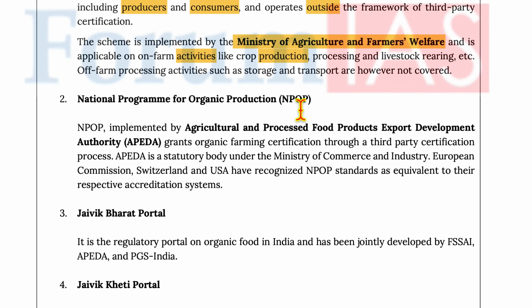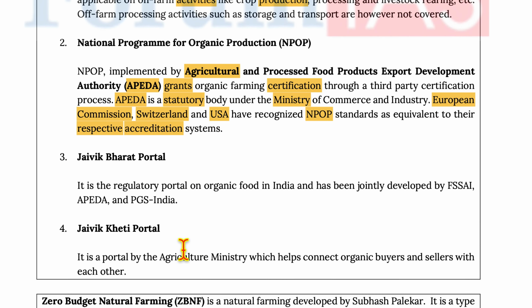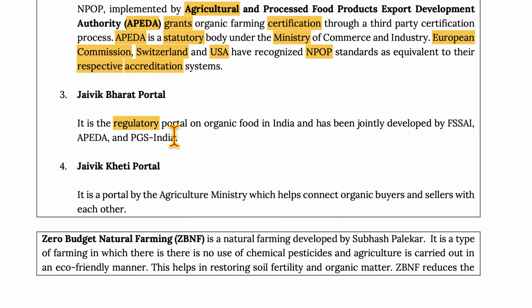Now, the National Program for Organic Production is implemented by the Agricultural and Processed Food Products Export Development Authority, that is APEDA, which grants organic farming certification through a third party certification process. APEDA is a statutory body under the Ministry of Commerce and Industry. European Commission, Switzerland, and USA have recognized NPOP standards as equivalent to their respective accreditation systems. Now, Jaivik Bharat portal is a regulatory portal on organic food in India and has been jointly developed by FSSAI, APEDA, and PGS India. Jaivik Kheti portal is a portal by the Agriculture Ministry which helps connect organic buyers and sellers with each other.